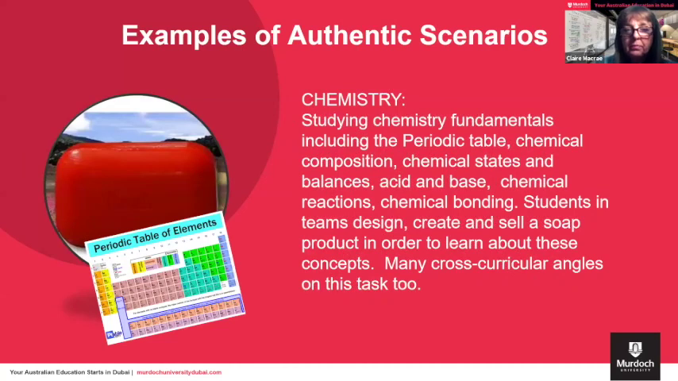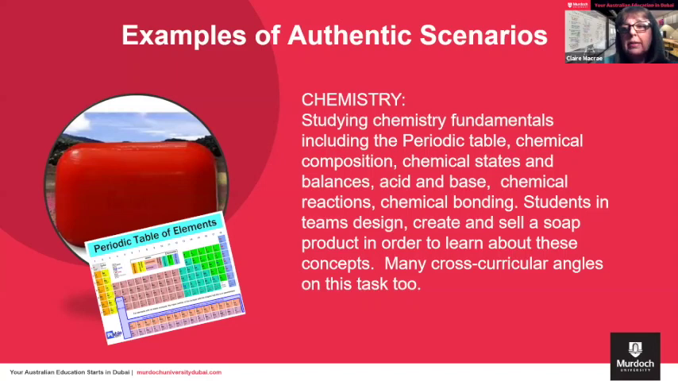And there's one last one. This is a nice example of things that can then go cross-curricular. So chemistry, learning the things about the periodic tables, looking at some basic chemistry fundamentals from chemical composition and states and balances and things like acid and base and reactions, bonding, all of these chemical concepts. Honing in on giving students a project as a team to design and create and sell perhaps a soap product, right? And in the process, they've got to understand all these things about acids and alkalines and all various other chemical processes. Obviously, there are lots of cross-curricular angles here if you relate this to business skills and writing skills and all kinds of things that can be done with that as well.